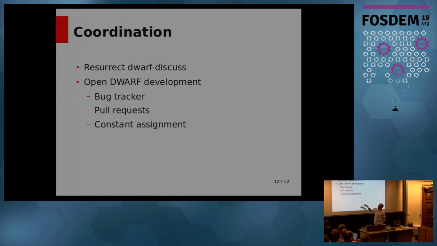So what I would like to propose is, since DWARF is the logical clearinghouse for these kinds of things, we should resurrect DWARF discuss, and not let things get pushed into the bug tracker right away. Ideally, what I would like to see is DWARF development be more open. Plenty of projects are on GitHub. I know some people don't like GitHub, but there are other options.